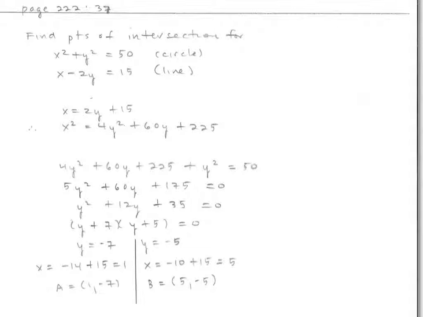This is the homework question you asked about from page 222, number 37. You're looking for the points of intersection for x squared plus y squared equals 50, which is a circle, and x minus 2y equals 15, which is a line. And you were told in advance that they intersect.